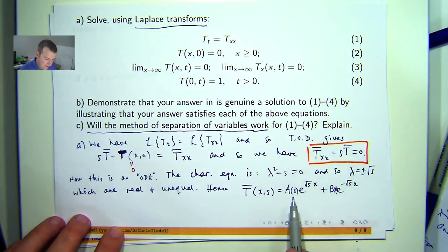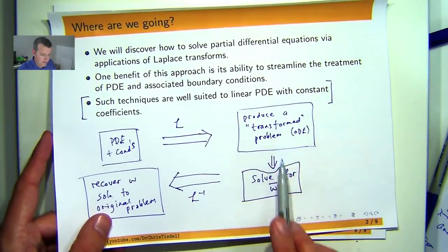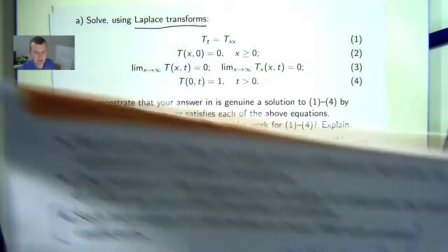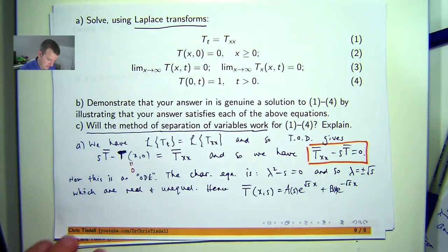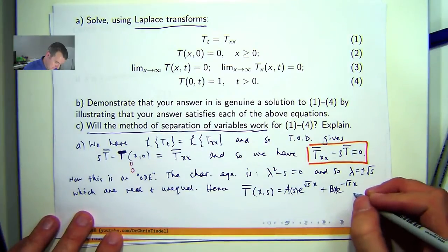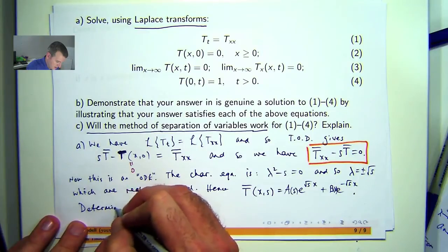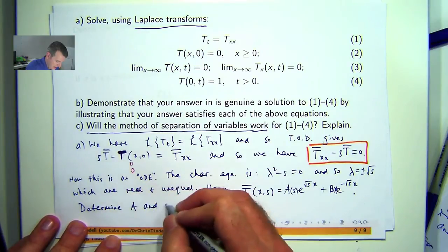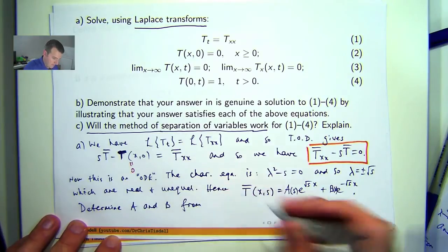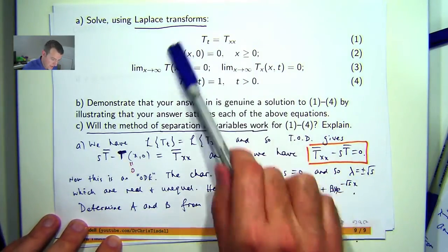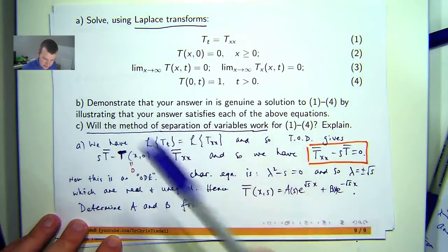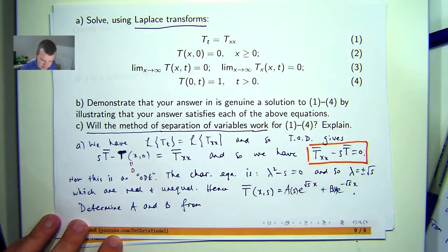Let's refine it now by calculating A of S and B of S. Okay, so we've moved from here to here. We're in the process of moving from here to here at the moment. Okay, we're trying to solve the transform problem. Okay, so determine A and B from our extra conditions. Now we've used this already in here. We haven't used these yet. Okay. So how do we come up with this?